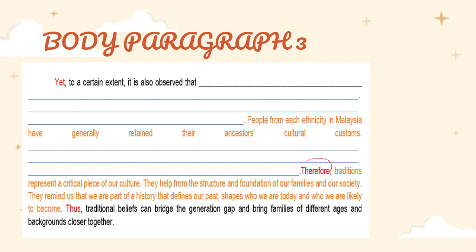And you could see "yet to a certain extent." Meaning to say, this is partial agreement. You are moving on from agree to disagree. So this is the way it is. You can mention "to a certain extent." It is also observed that, why? So it could be the most general sentence here, which is a topic sentence.